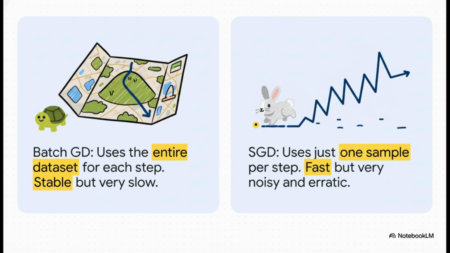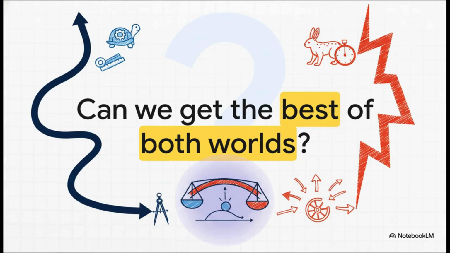Then you have the complete opposite, stochastic gradient descent, or SGD. This is our impulsive explorer. This hiker takes a quick look at just one random data point and immediately takes a step based on that. It's way faster, and its zigzagging path can sometimes help it escape tricky spots, but the journey is really noisy and chaotic. So you have the slow and steady planner versus the fast and wild explorer.